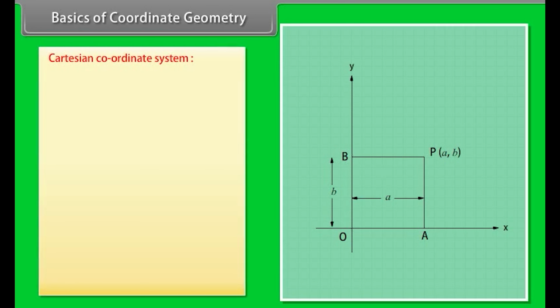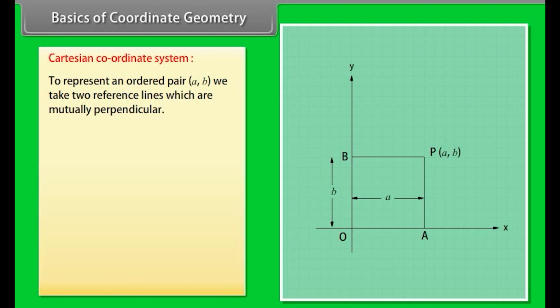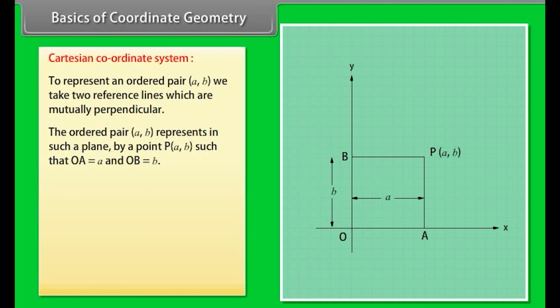Cartesian coordinate system. To represent an ordered pair (a, b), we take 2 reference lines which are mutually perpendicular. The ordered pair (a, b) represents in such a plane by a point P(a, b) such that OA is equal to a and OB is equal to b. This system is called Cartesian coordinate system.